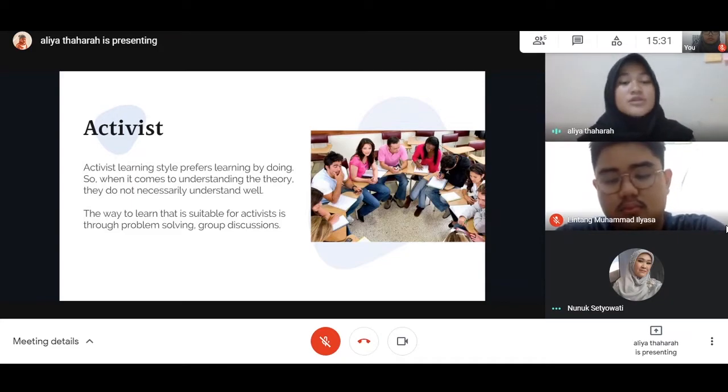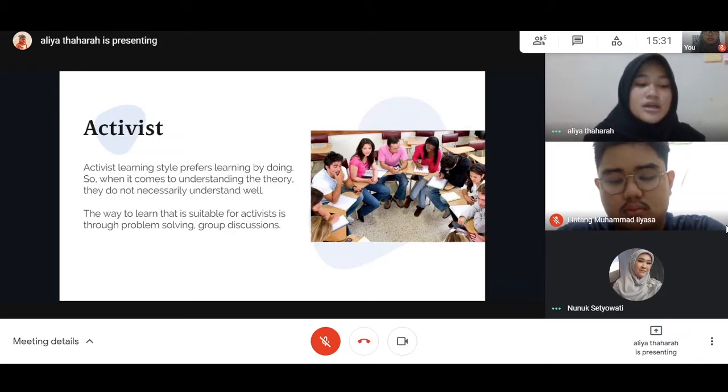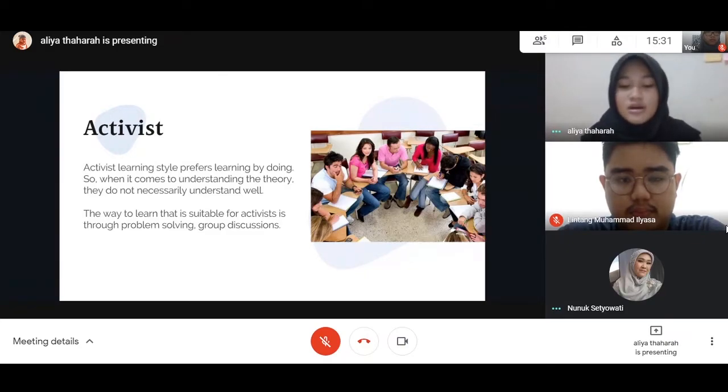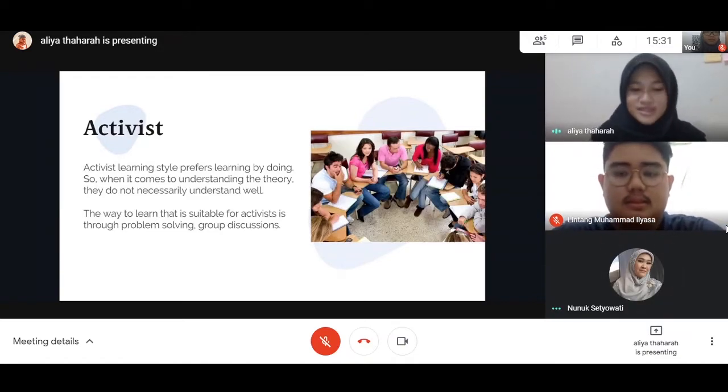So when it comes to understanding theory, they do not necessarily understand well. People with an activist learning style tend to be more open-minded and like to seek out new experiences. So they must do well with practical methods rather than theory. Learning methods that are suitable for activists are problem solving, group discussion, even competing with friends.